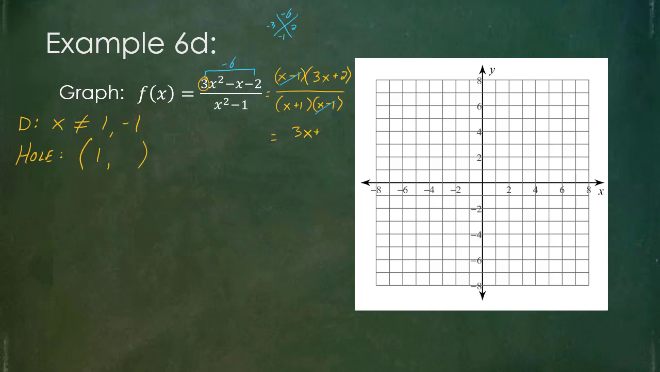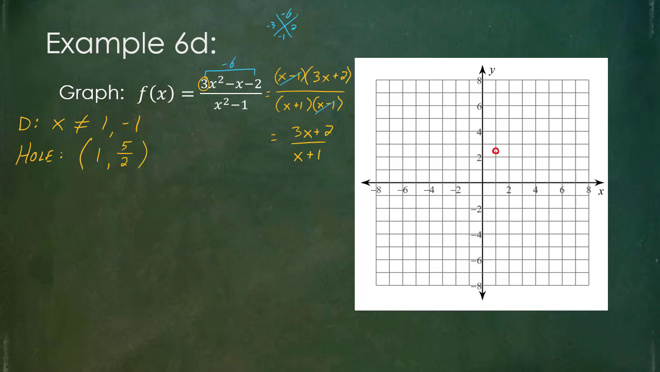And that's going to come from plugging into the reduced version after I've canceled that factor. So now if I plug in 1, I get 3 plus 2 on top, which is 5, over 1 plus 1 on the bottom, which is 2. So at about 1 comma 2.5, I'm going to end up having a hole on this graph. So I'm going to go ahead and just throw that one on there.